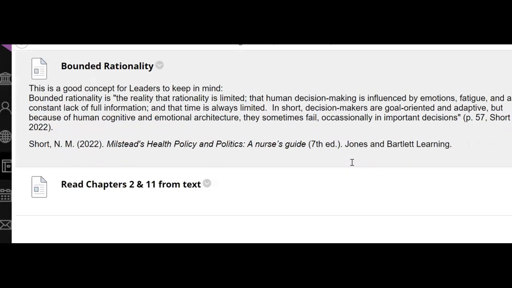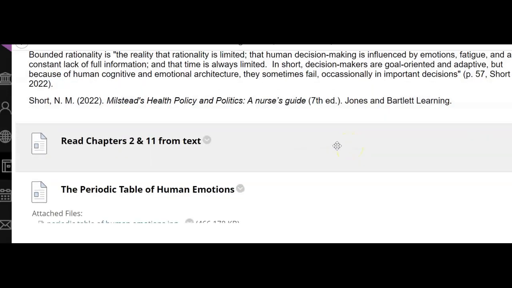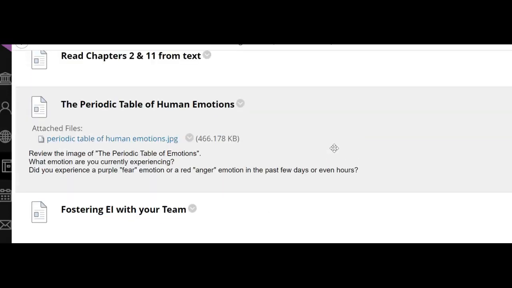It's one of my favorite concepts to really chew on because it is based in reality. So chapters 2 and 11. My other favorite is the periodic table of human emotions. And I'm going to get back to that in just a minute.